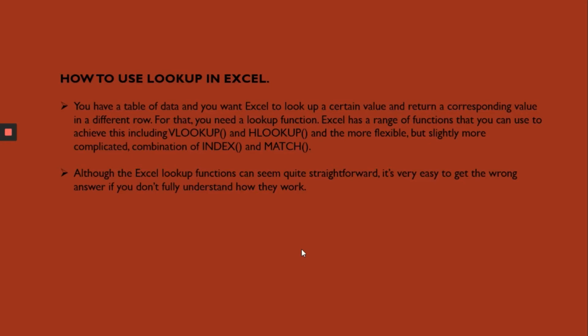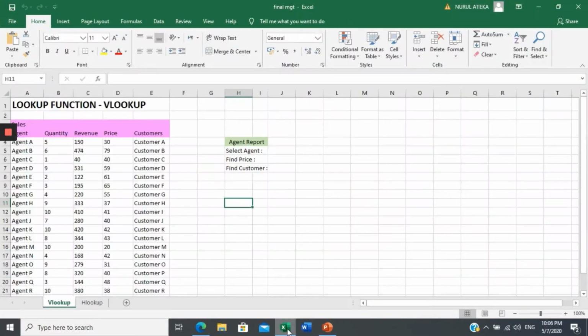Okay, now let me show the tutorial for Vlookup. Here is a lookup for Vlookup because it has column headers, which are sales agent, quantity, revenue, price, and customer. Now we want to find the agent report, which needs us to select an agent, find the price, and find the customer.